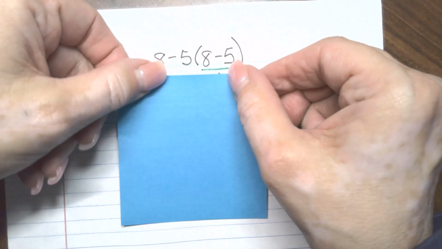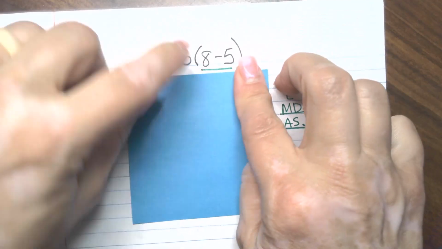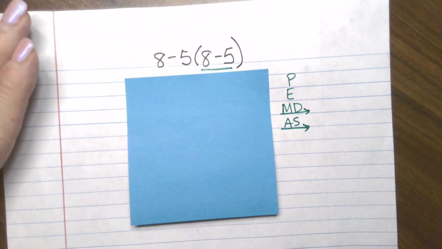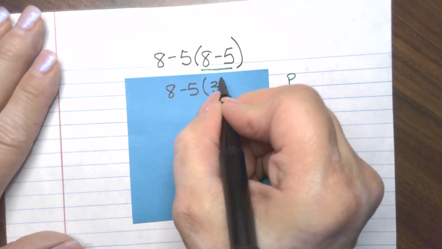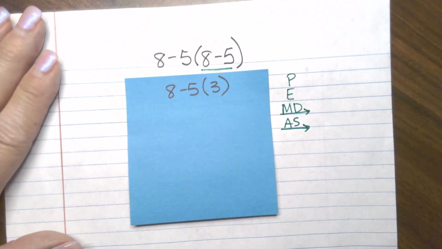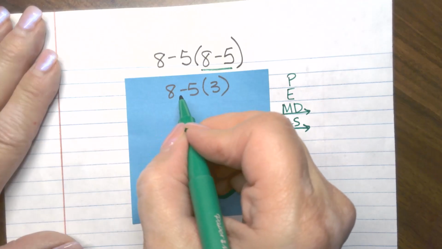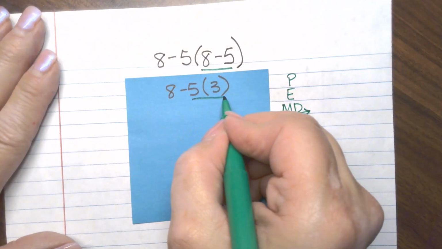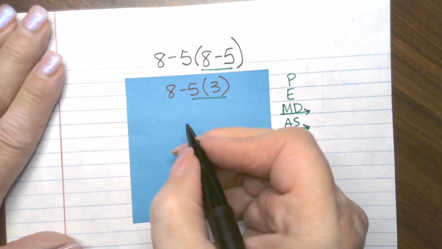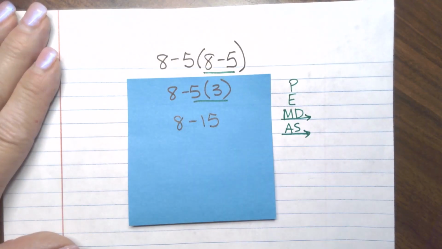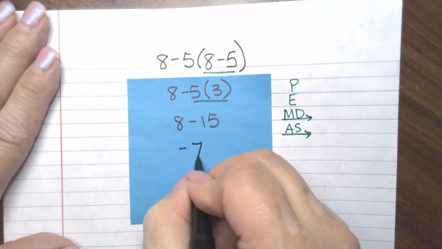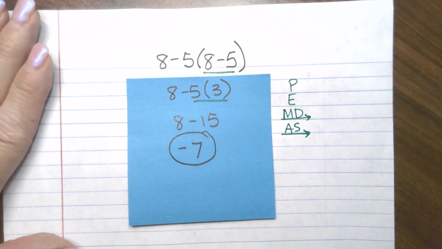So let's redo it. We started correctly, so that's good. We have 8 minus 5, and there's the 3 on the inside. But now you have to move past this subtraction and go to this multiplication in the back, and you end up with 8 minus 15. And 8 minus 15 is negative 7. And that is your correct answer.